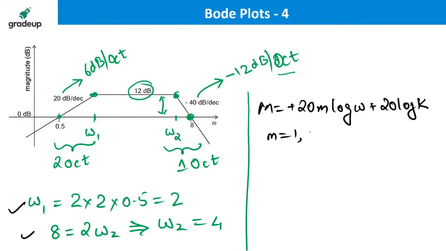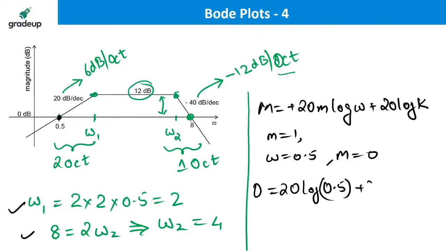Put the value of m as 1. At omega equal to 0.5, put the magnitude as 0. At omega 0.5, the magnitude is 0 dB. So 0 is equal to 20 log 0.5 plus 20 log k. Solving this, you will get k equal to 2.